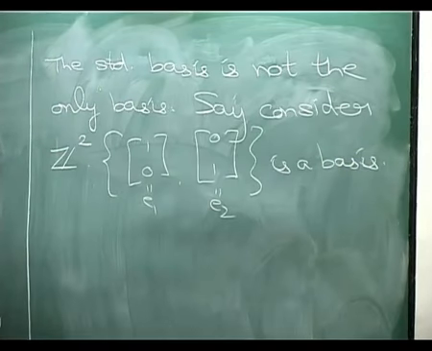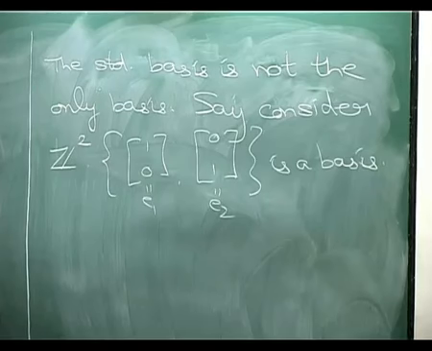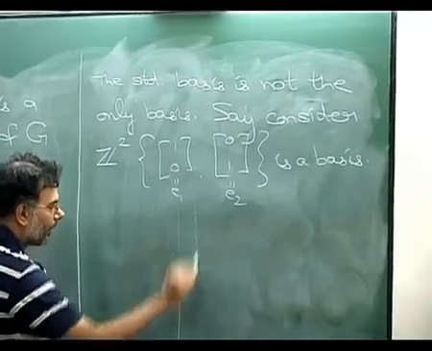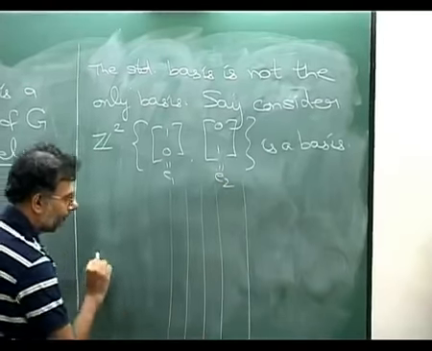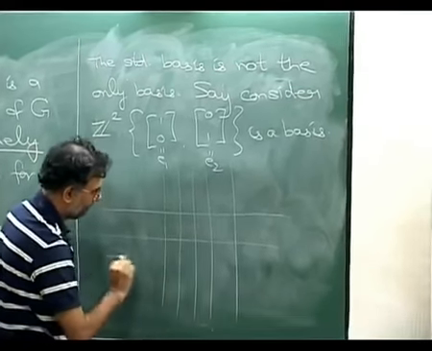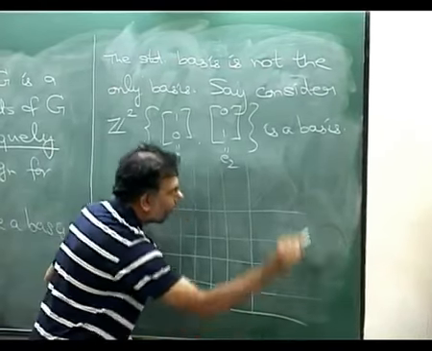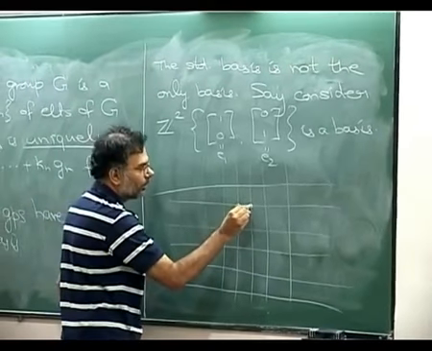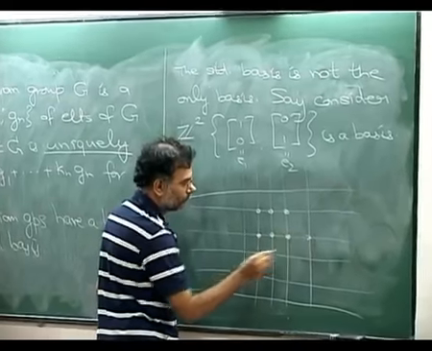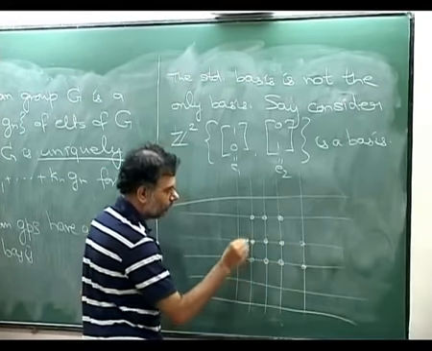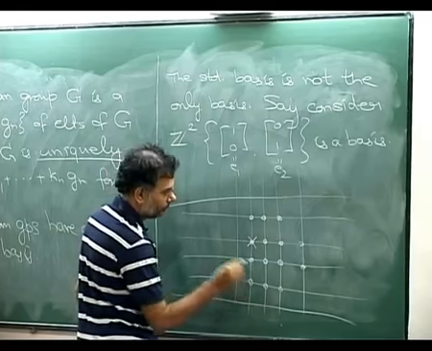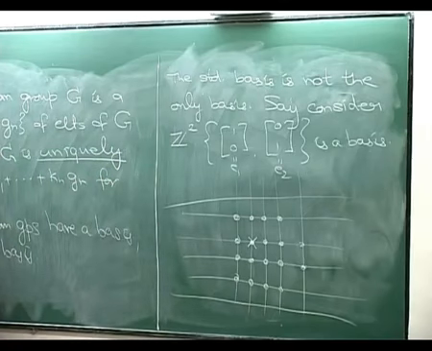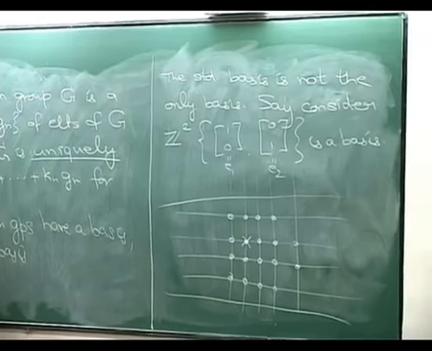Now if you think about it a little bit, pictorially what is Z2? Z2 consists of all points in the coordinate plane whose both coordinates are integers. If this is the origin, then Z2 consists of all these integer lattice points, all points both of whose coordinates are integral.